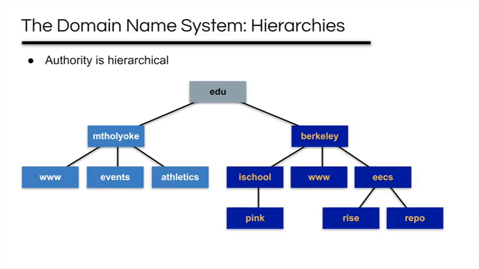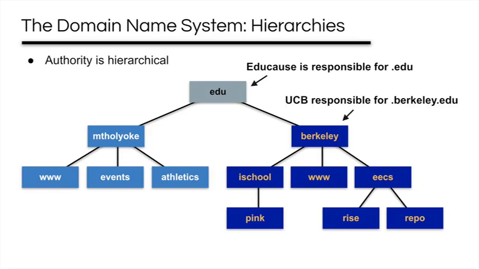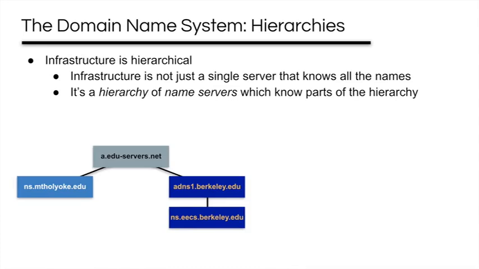Secondly, authority is hierarchical. You have this way of delegating authority. For example, EduCause, which is, I believe, a non-profit, is responsible for all .edu domains, but then Berkeley is responsible for .berkeley.edu domains. And finally, the infrastructure itself forms a hierarchy. The infrastructure is not just a single server that knows all the names. It's a hierarchy of name servers which all know about parts of the hierarchy.